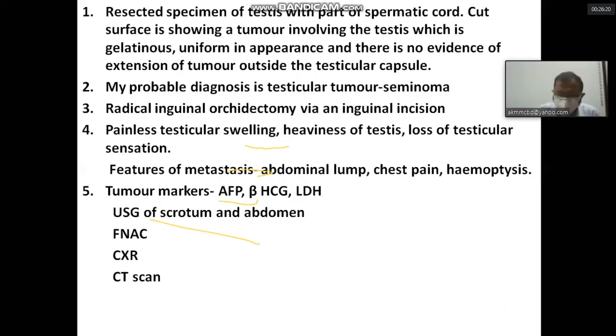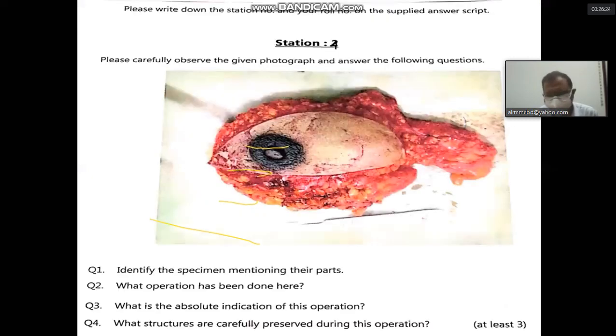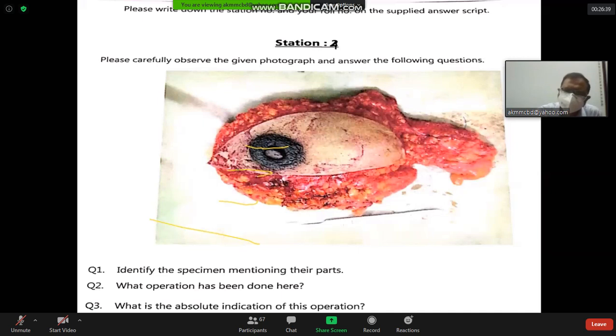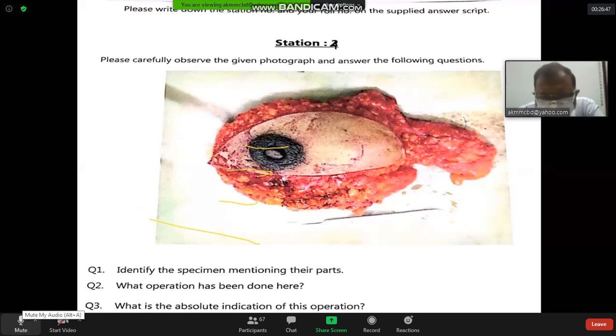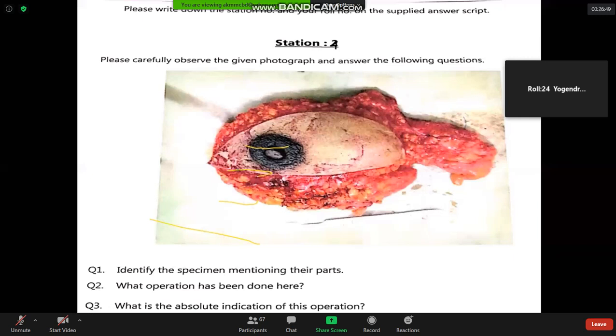Specimen will be there, I am telling repeatedly. There is another specimen. What is it? What? Identify the specimen. Testis. What is the specimen?